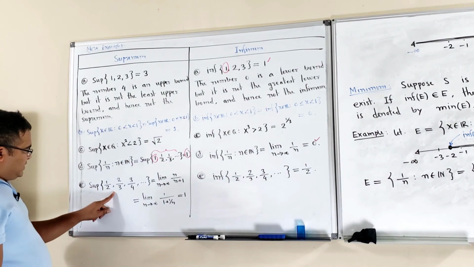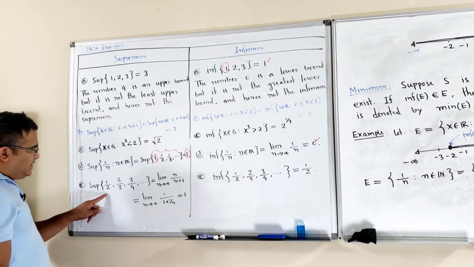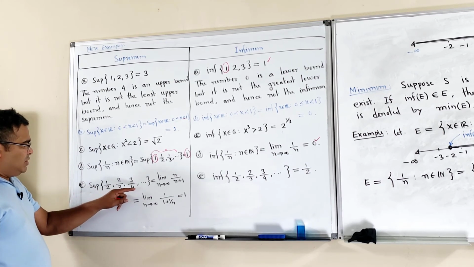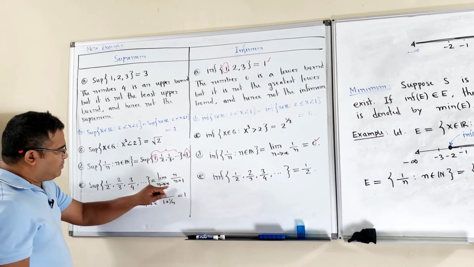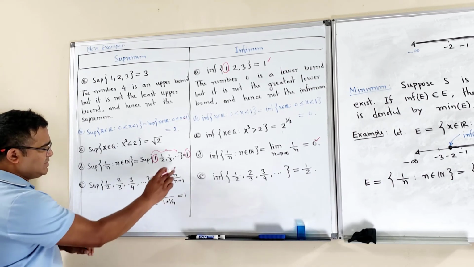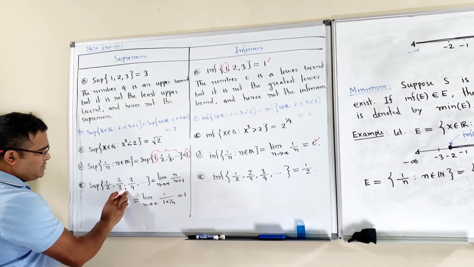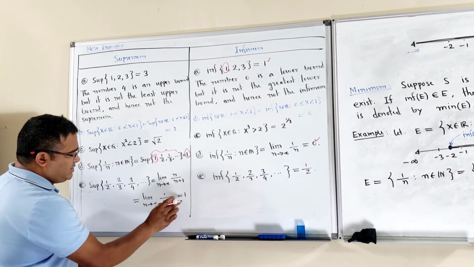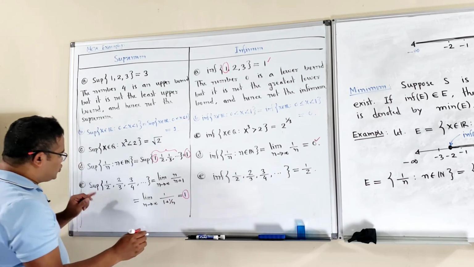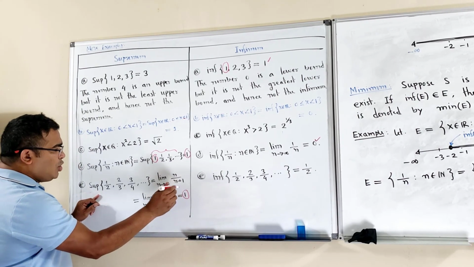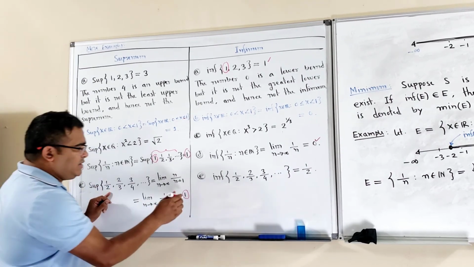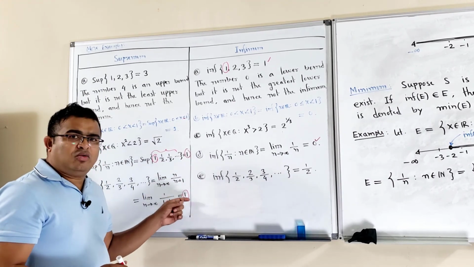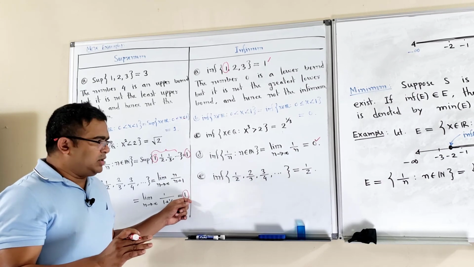Similarly, this set is increasing. This is the general form of this sequence. When n approaches infinity, this approaches 1. So the supremum is 1, but 1 is not in this set, so 1 is not the maximum. Although 1 is the supremum, 1 is not the maximum.